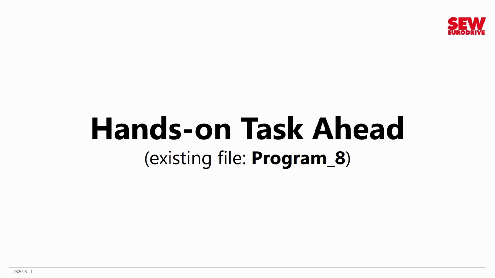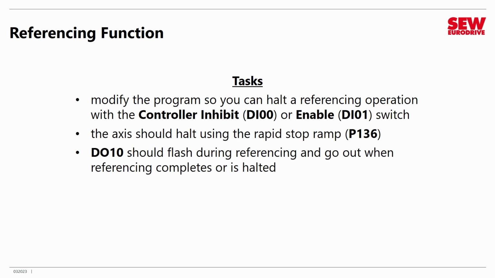So, time for a third hands-on task. Again, we're going to just be using program 8. So we're just modifying it. This is sort of version 3. Here's what I want you to do. I want you to modify the program so you can halt a referencing operation either using the controller inhibit switch or the enable switch. These are DI00 and DI01.